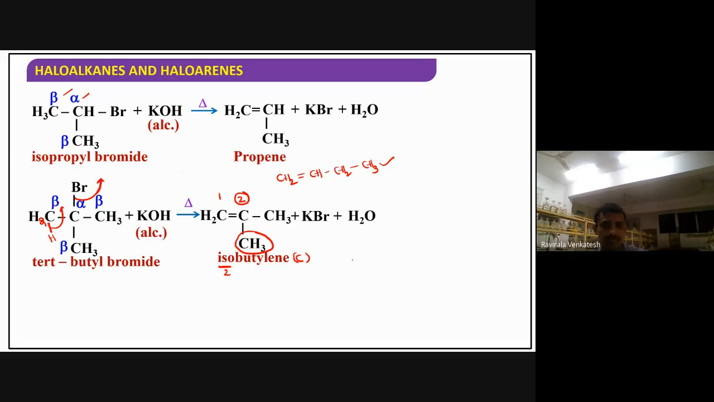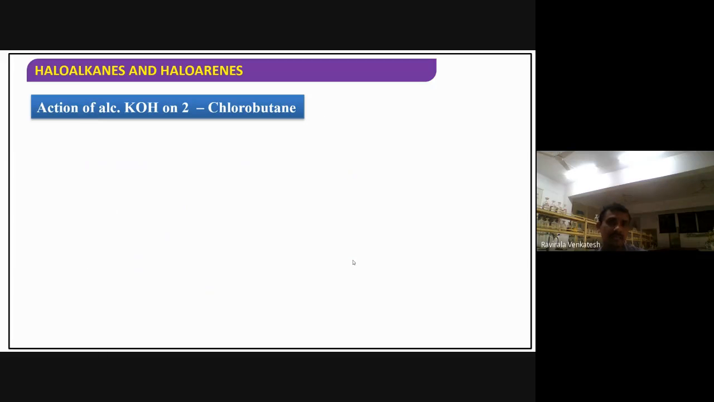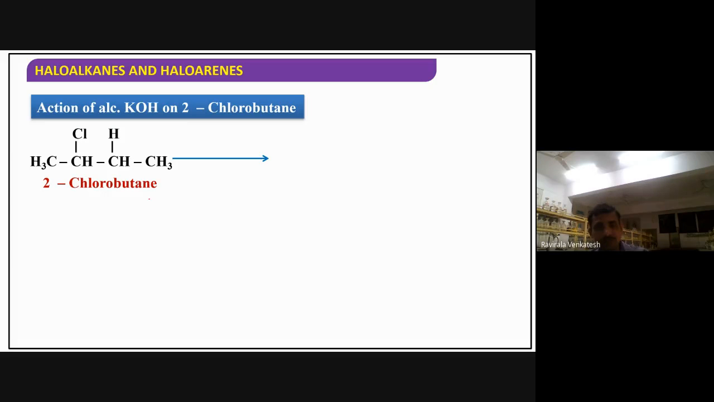So now we see the Saytzeff rule, which is very important. Now if I take this reactant, 2-chlorobutane, tell me what is the product. This is what actually? Beta carbon. Now this will be the beta hydrogen, right? And this one is also a beta carbon. Okay, now tell me what is the product.